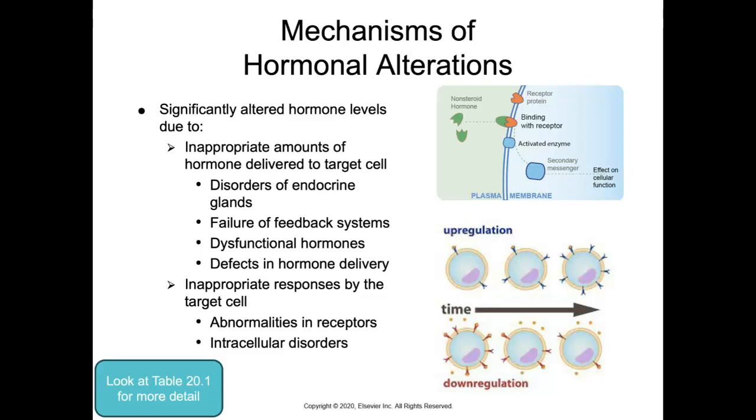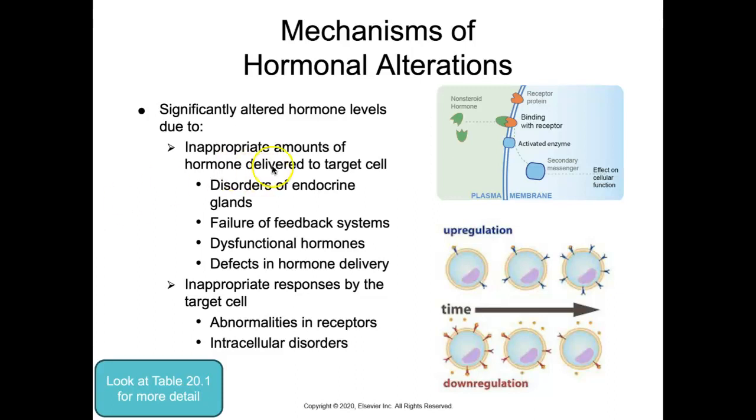Hopefully before watching this video you had a chance to review Chapter 19, which really goes through a review of the A&P when it comes to the endocrine system. So in this chapter we're going to talk about how dysfunction takes place within the endocrine system and what mechanisms it happens within.